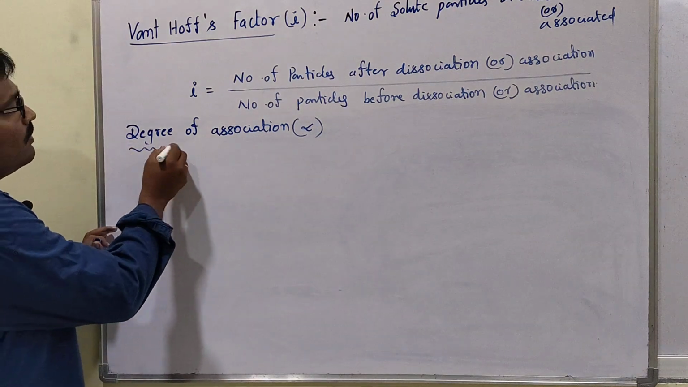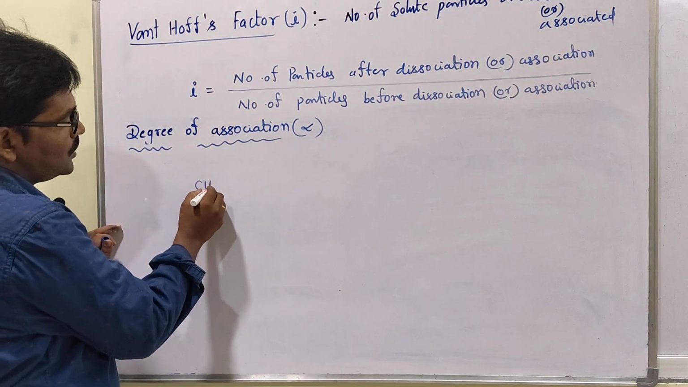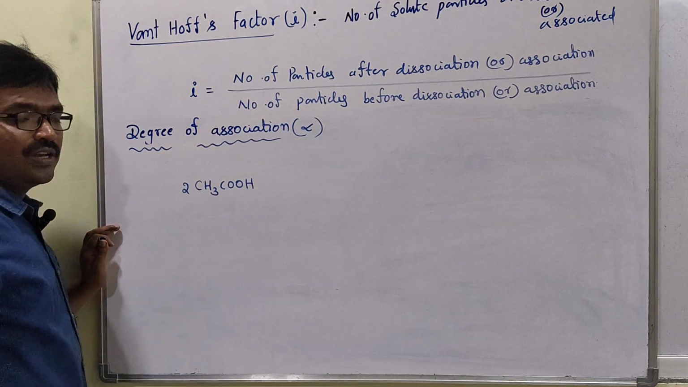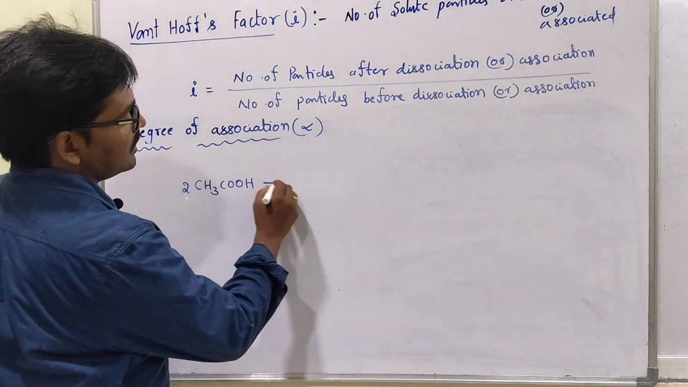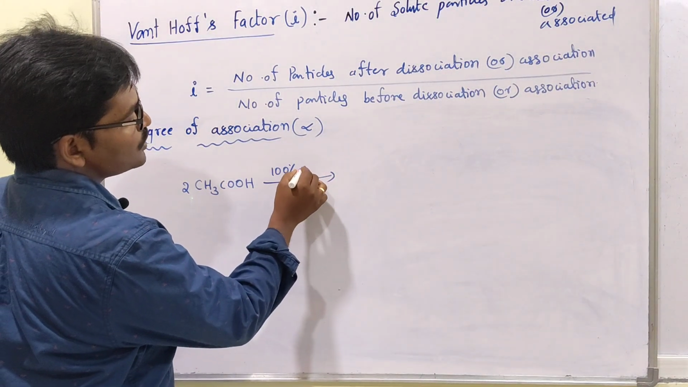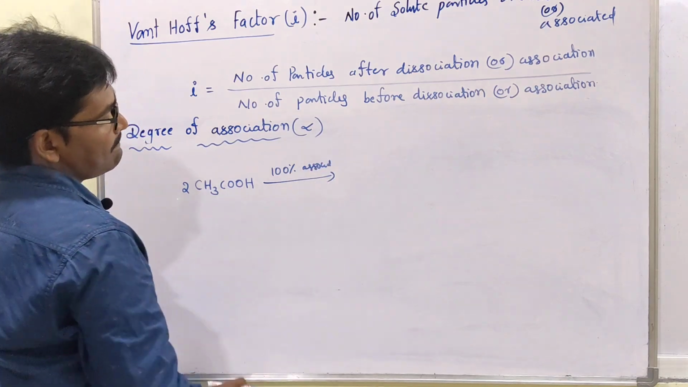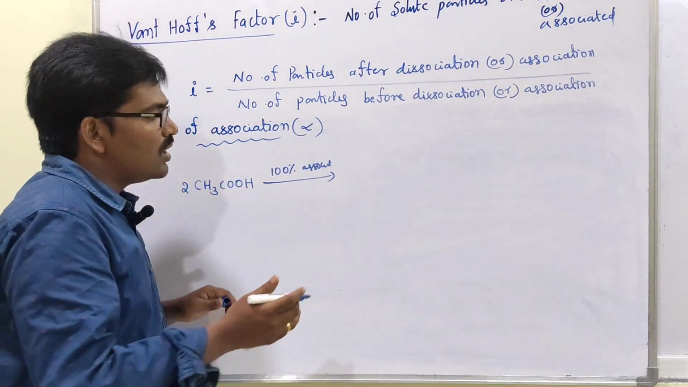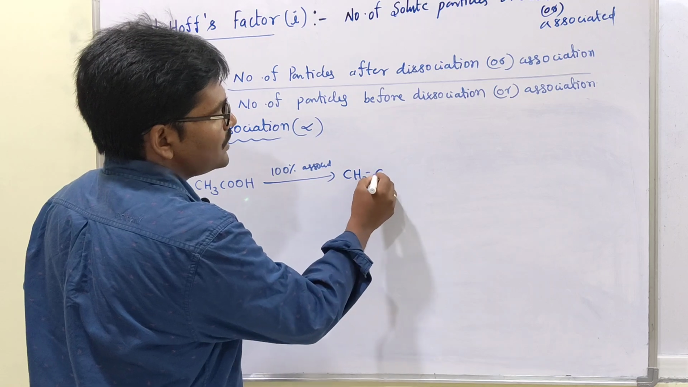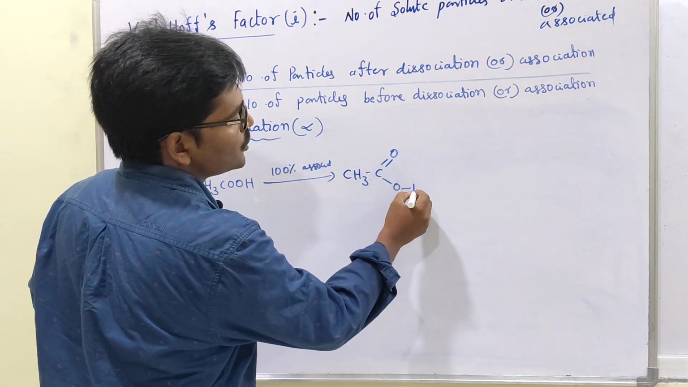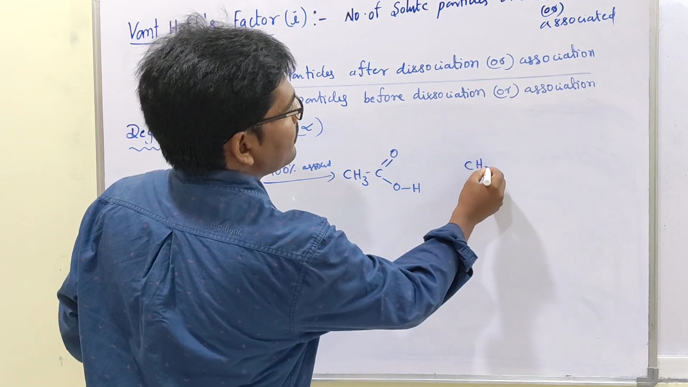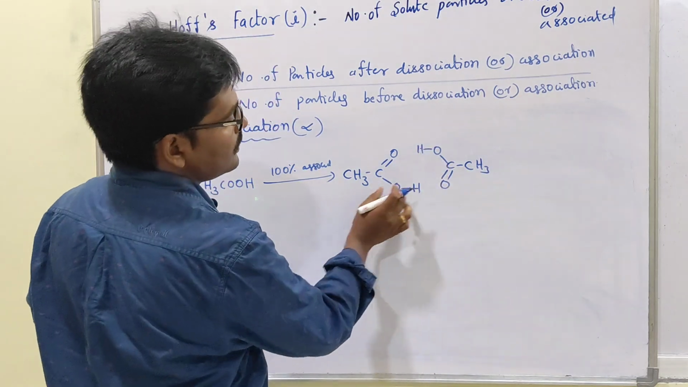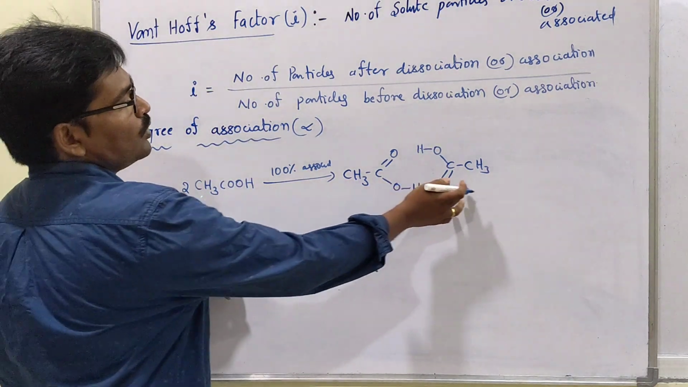Sir, for example, CH3COOH, acetic acid. If 100% association takes place, how does the association happen? These 2 particles are converted into 1 particle. So how is it, sir? CH3, then C double bond O, then OH. This is one molecule, and this is one molecule: one acetic acid, and one more acetic acid.